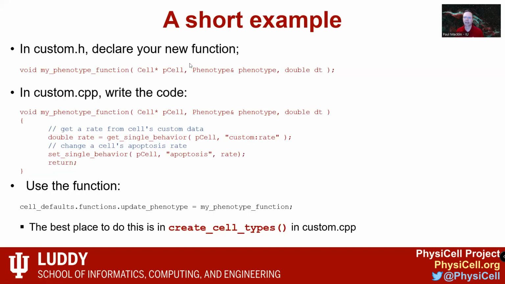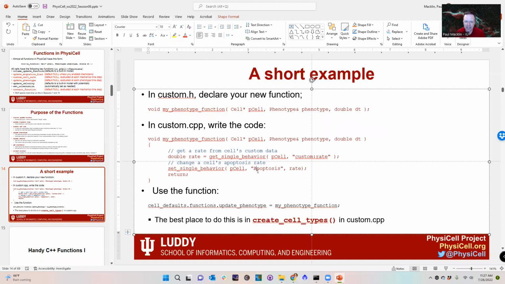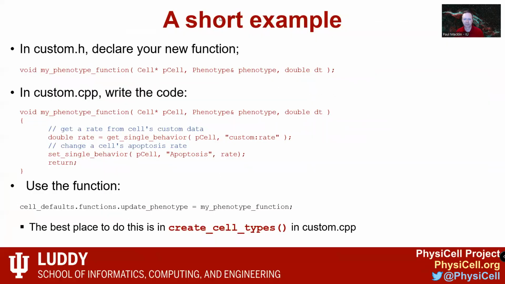And so a really basic prototype here is you would have some kind of a phenotype function that you declare in your header file, say my phenotype function, with the same syntax. And then in your custom CPP, you're going to write your code. So here's an example where I'm going to get a custom parameter for my cell called rate. And then I'm going to set that rate to my cell's apoptosis. And actually, I think my capitalization is wrong on this. I think that's actually capital Apoptosis, if I remember correctly. So let me fix that.